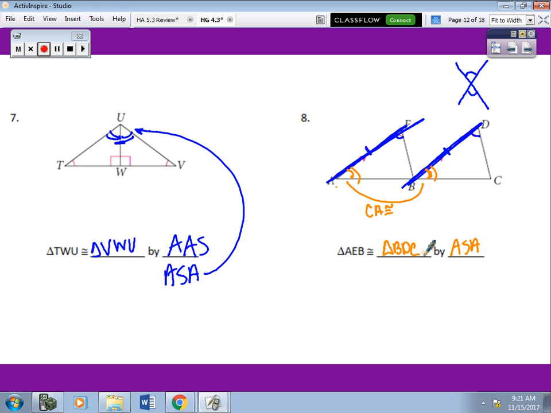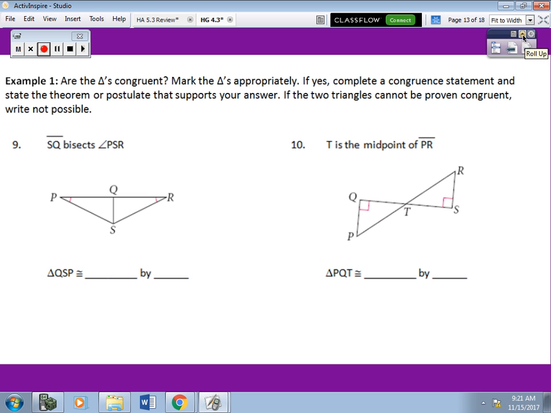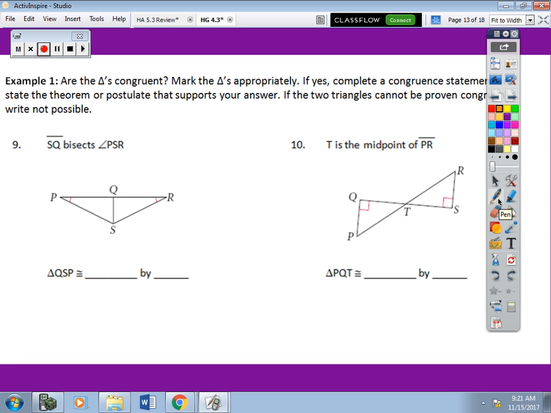Okay, a couple more. Again, some given. And some of you, if you're starting to struggle with this given, you might want to go back and look at your notes from earlier in the year. I can't remember what section, but we did a whole thing on drawing bisectors. I think it was section 1.5 where we gave you a word, you had to draw a picture and mark it. So it says SQ bisects this angle.